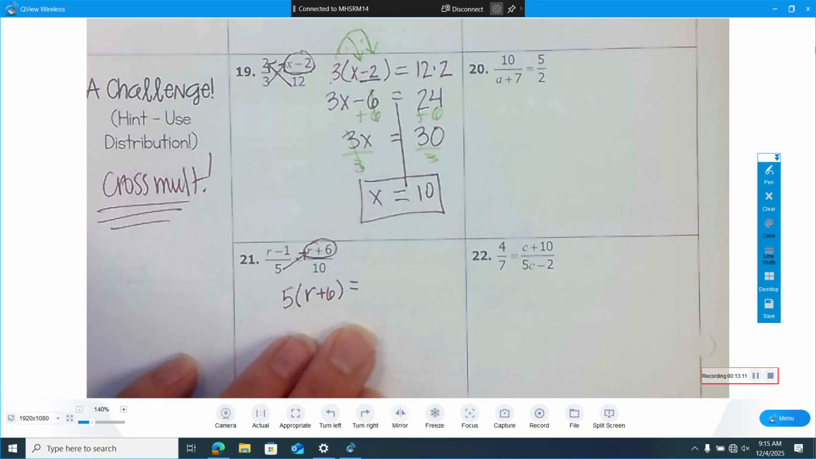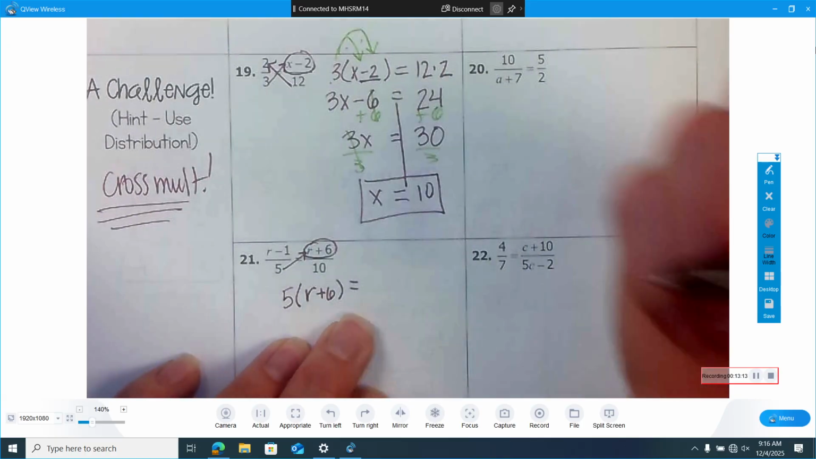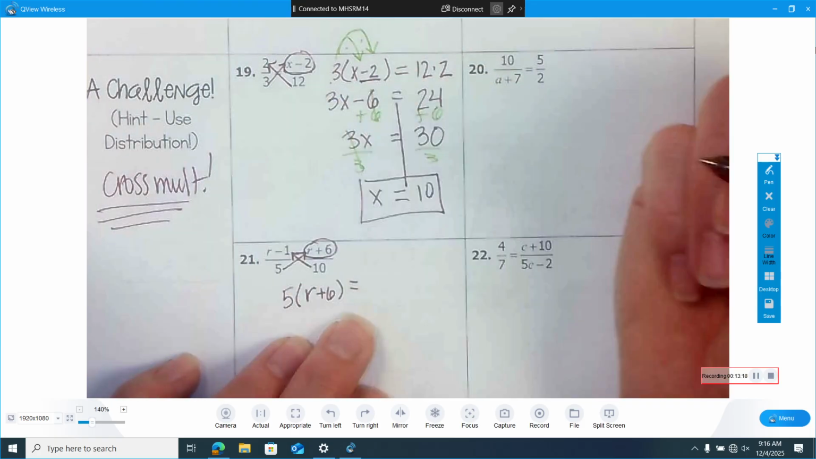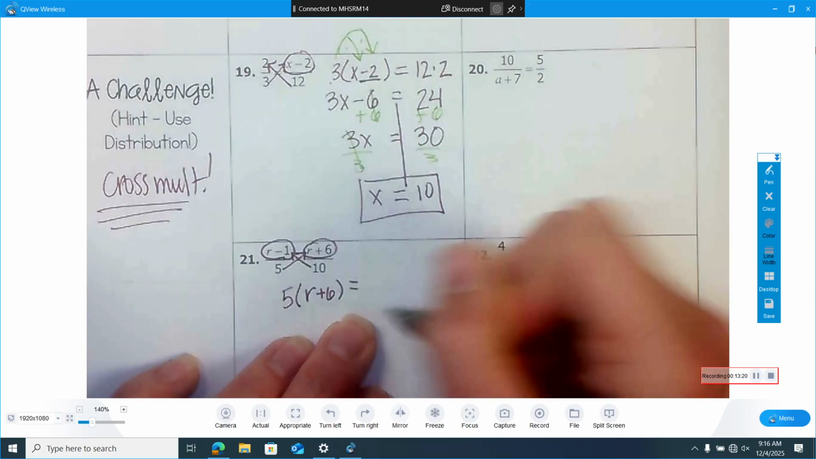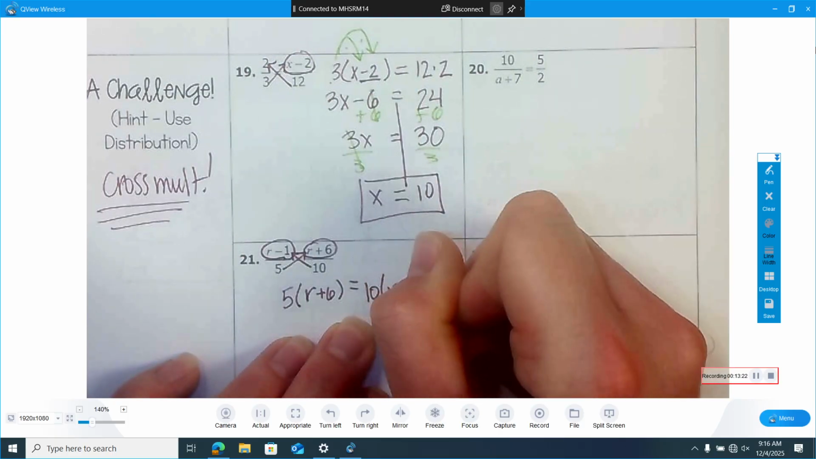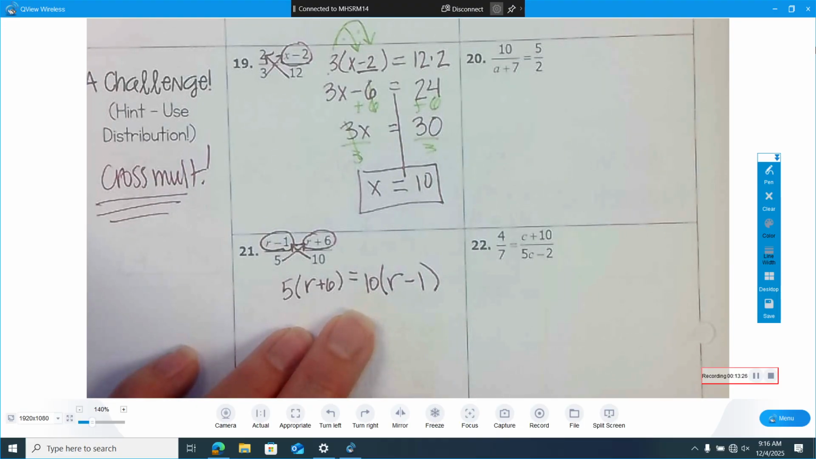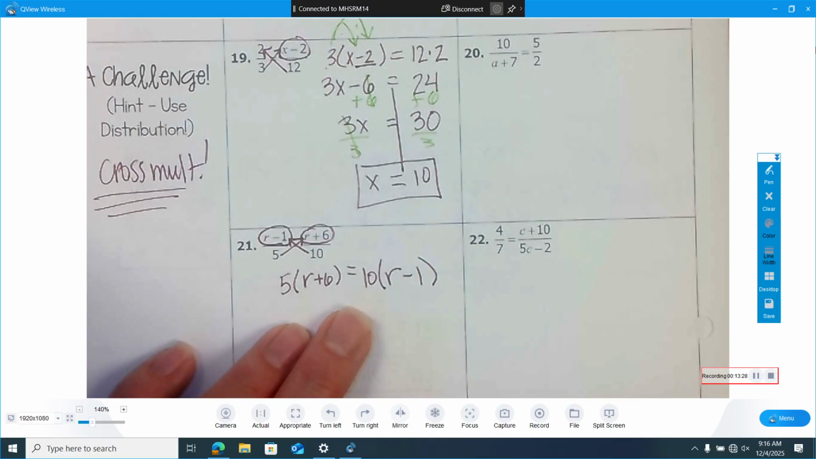And then what should I set that equal to? 10 times the whole r minus 1. 10 times the whole r minus 1. Please, please, please put those parentheses down. Writing this down, Jace?